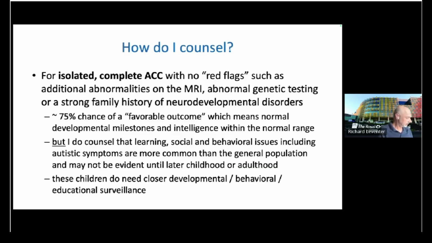So now we move on to how I counsel for isolated ACC. If there are no red flags such as additional abnormalities on the MRI or abnormal genetic testing or a strong family history of neurodevelopmental disorders, I do tell parents there's a 75% chance of a favourable outcome, but I explain that a favourable outcome means normal developmental milestones and intelligence within the normal range. But I do counsel that learning problems, social and behavioural issues, including autistic symptoms, are more common than in the general population, but may not be evident until later childhood or adulthood.